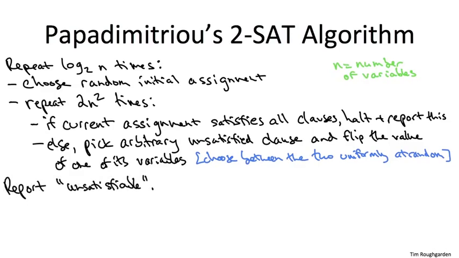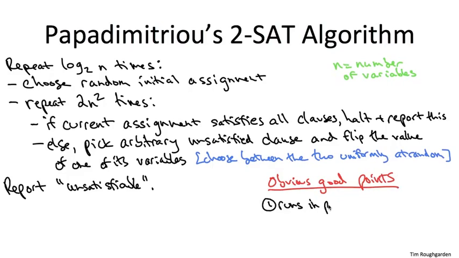Here's two obvious positive statements we can make about this randomized local search algorithm for 2SAT. First of all, it runs in polynomial time, and that's with probability 1, no matter how the coin flips of the algorithm play out. That's because we explicitly control the number of iterations of local search. It's big O of n squared log n, so even with the sloppiest implementation you could imagine of this algorithm, it's going to run in polynomial time.